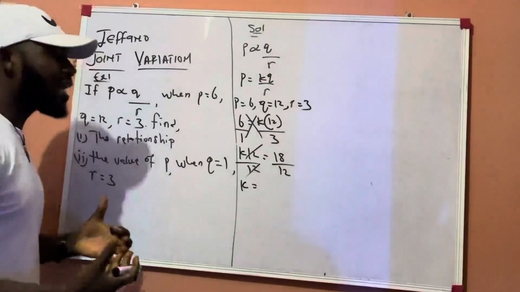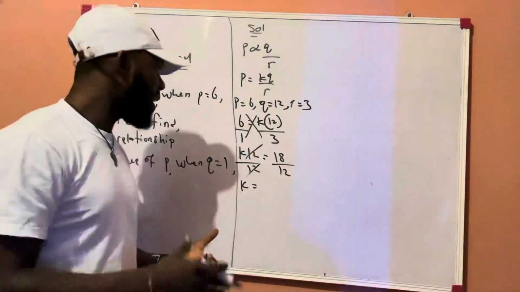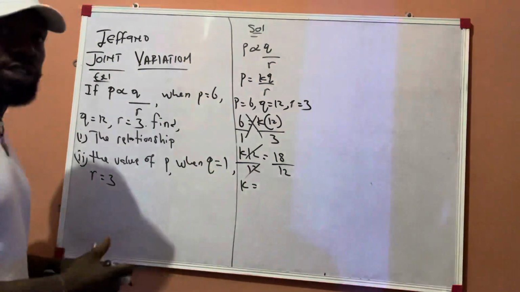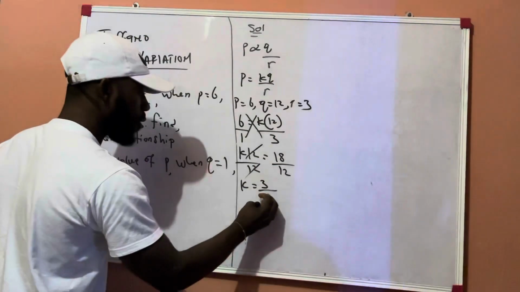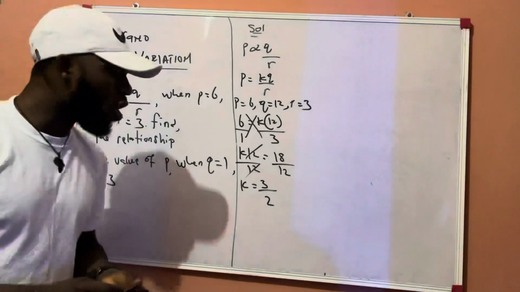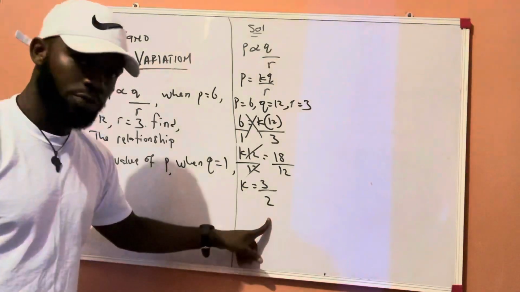Now class, what can cancel 18 and 12? The highest number that can cancel 18 and 12 is 6. 6 into 18 is 3. 6 into 12 is 2. So the value of our constant is 3 over 2.